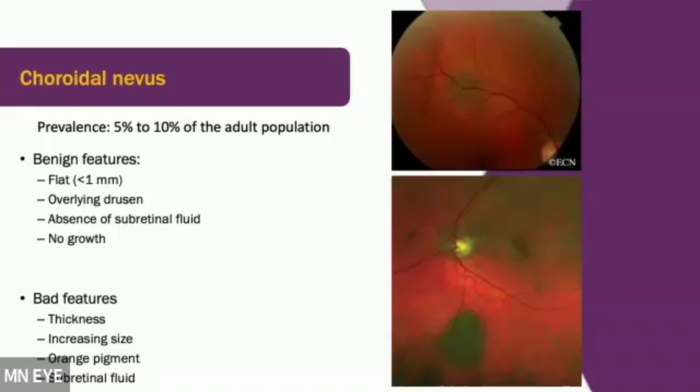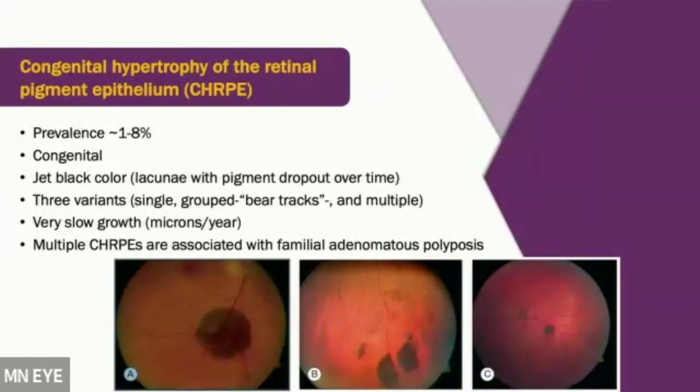So bad features: thickness. We talked about 1 to 2 millimeters being borderline, may or may not be melanoma, but about 3 millimeters thickness is usually a malignant tumor. Increasing size, orange pigment, this just shows the rapid stimulation of the overlying RPE that produces orange pigment. So these are features of rapid growth. And then lastly, subretinal fluid, which we talked about.